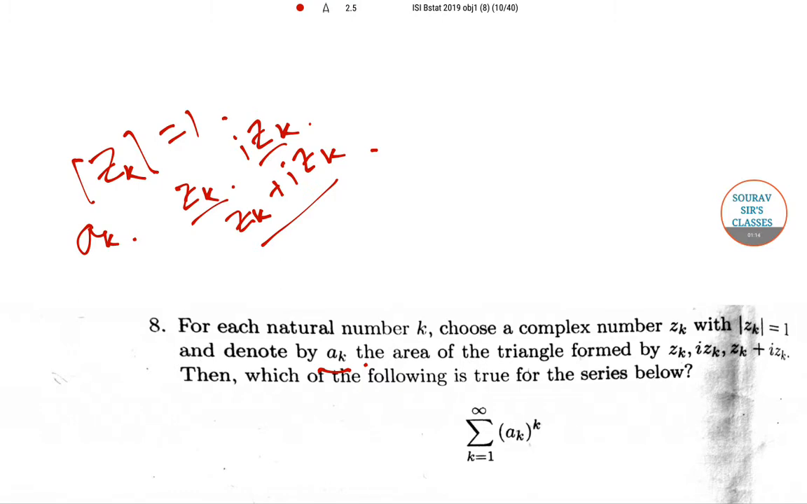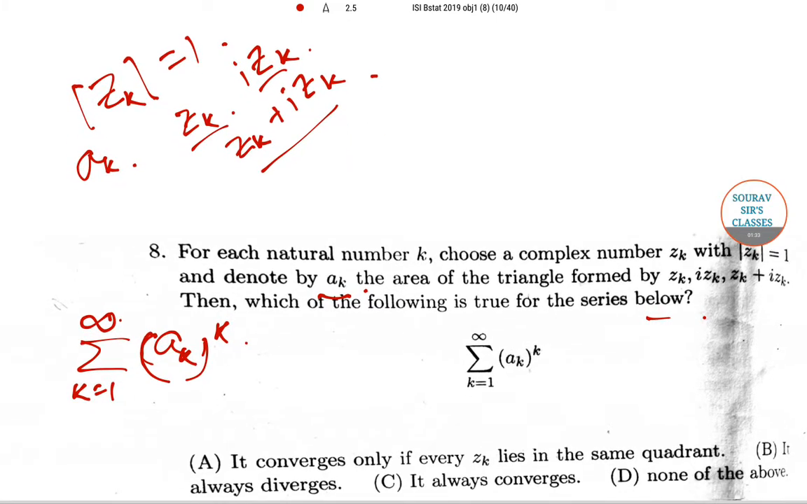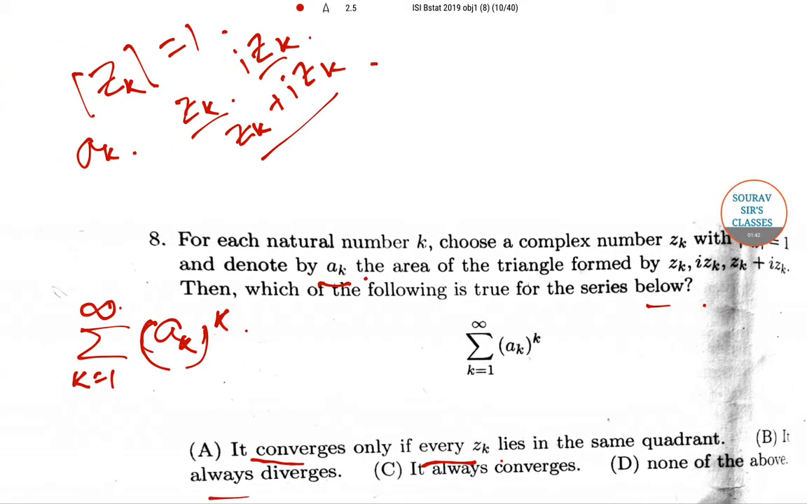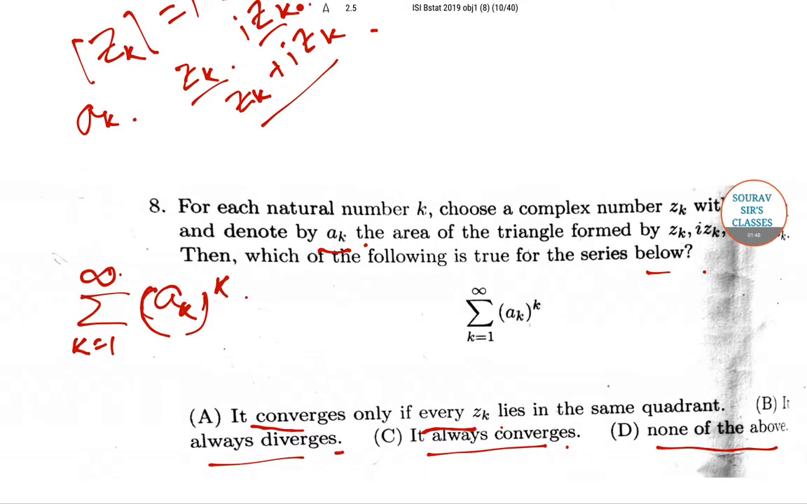Then which of the following is true for the series below? We have to find the series, sum from k equal to 1 to infinity of Ak to the power k. Option A, it converges only if every zk lies in the semi quadrant. Option B, it always diverges. Option C, it always converges. And option D, none of the above.